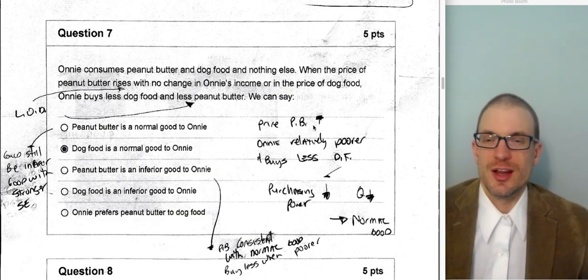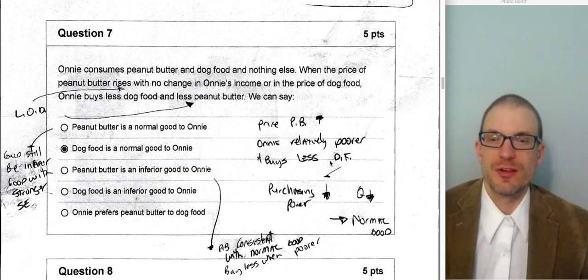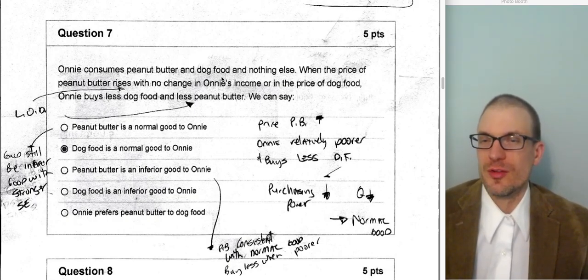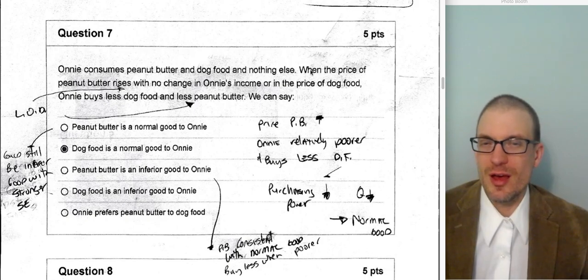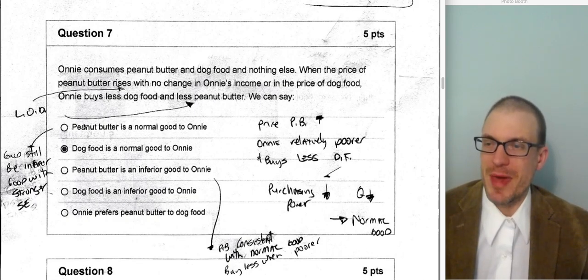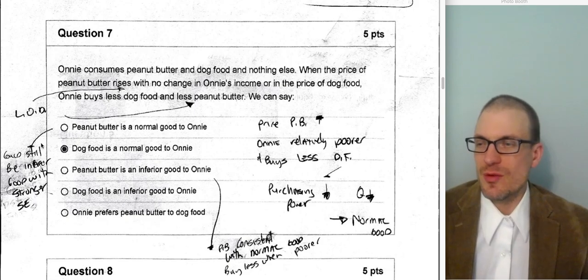And since Ani is becoming poorer and buys less dog food, when income falls and you buy less of a good, that's a normal good. So this is telling us dog food must be a normal good, right? So what's happening to peanut butter? Well, when the price of peanut butter rises, Ani's buying less peanut butter. That's just a law of demand story. Price rises, quantity demanded falls. We can't really say that peanut butter is a normal good to Ani. Could be. It's at least consistent with it being normal.